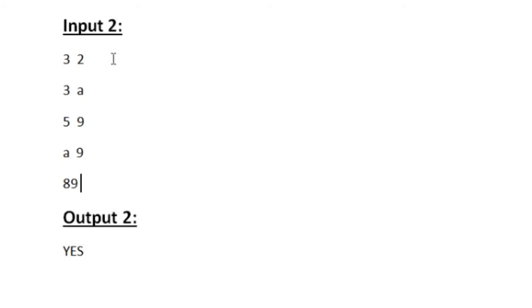Now let us see our sample input 2. Here we are given a 3 cross 2 character matrix as input, and this is the character matrix and the integer x is 89. So first we have to find the hexadecimal of 89. 89 can be represented as 59 in hexadecimal. Now we have to check whether 59 is present horizontally in the given character matrix. So here 59 is present in the second row, so we print yes as our output.